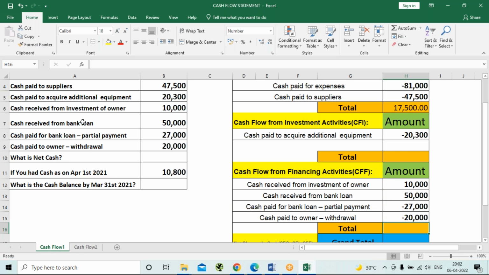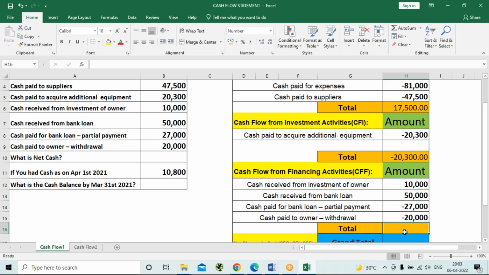Is there anything we have left out in the table? I think only these are the values we had. But we have a cash opening balance. We are not going to add the opening balance anywhere over here. First we will calculate all these values. In operating activities, we have 17,500 positive. In investment activities, we have only one value, negative 20,300.